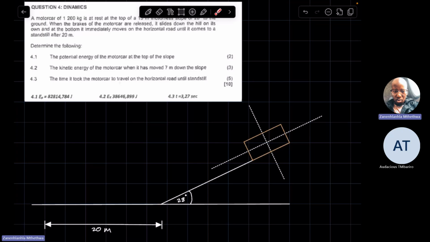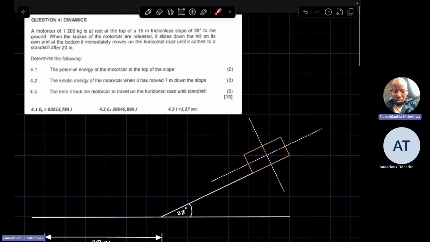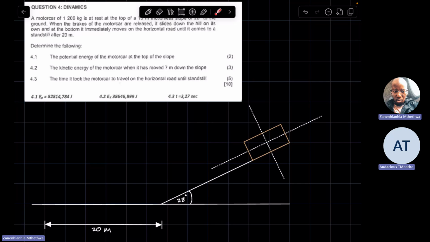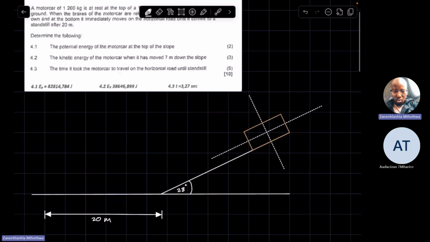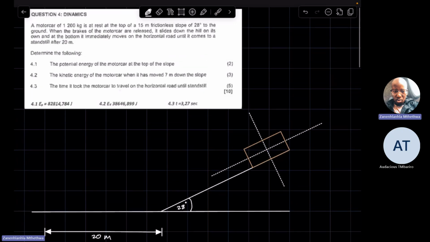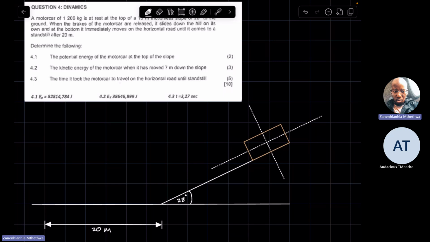From your free body diagram, I felt like I needed to explain something here. Right now, in drawing your free body diagram for any problems based on dynamics, especially the ones where the object is moving on an inclined plane, as far as showing your forces.